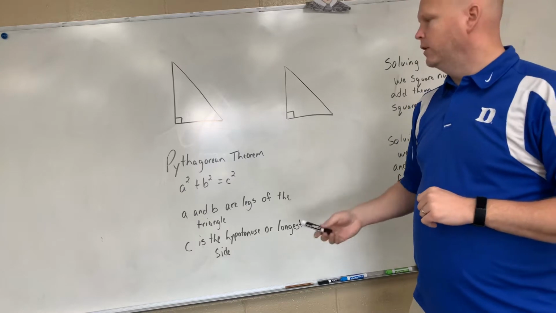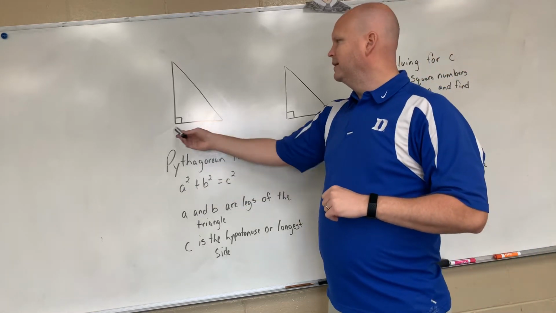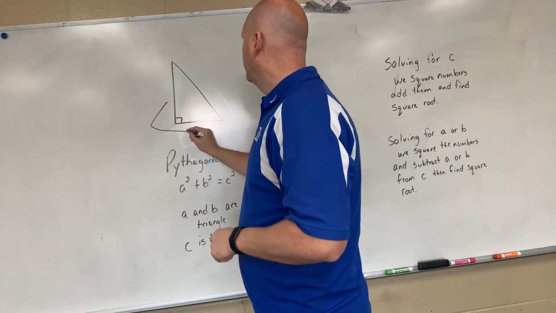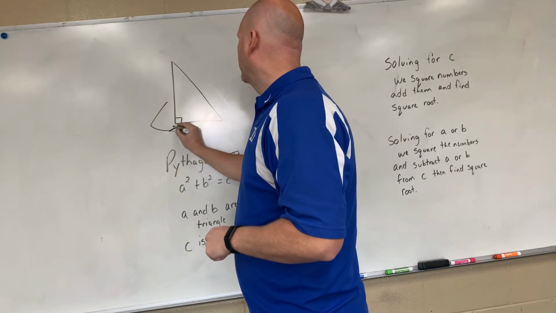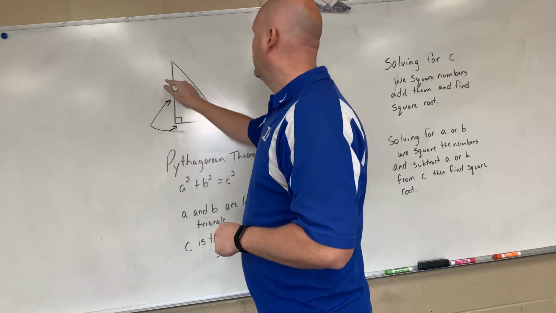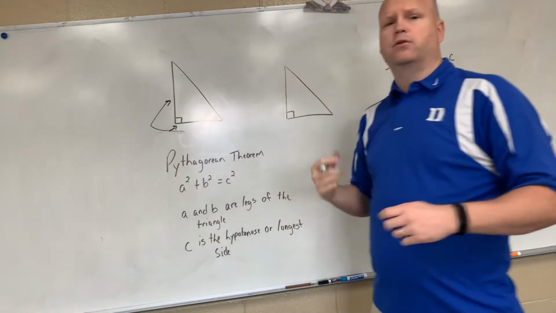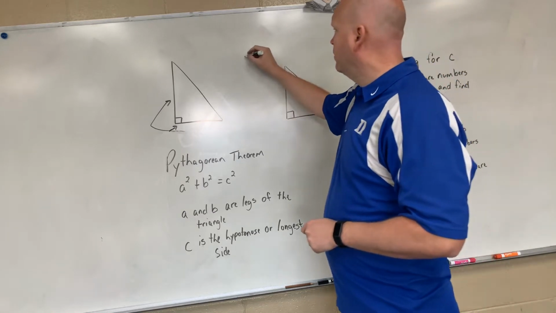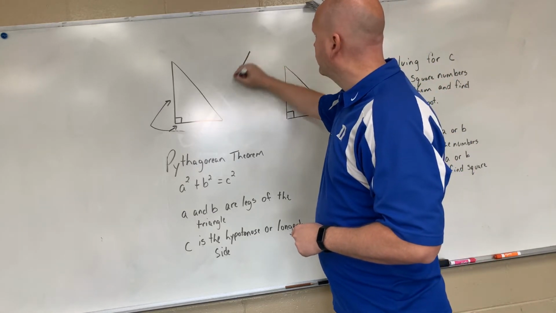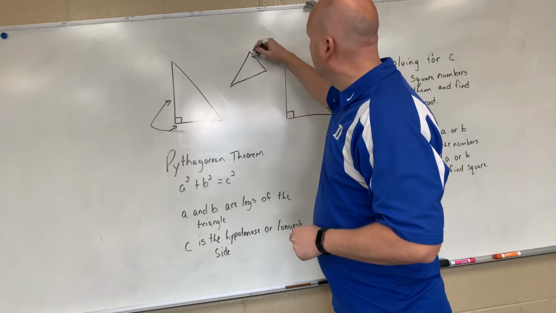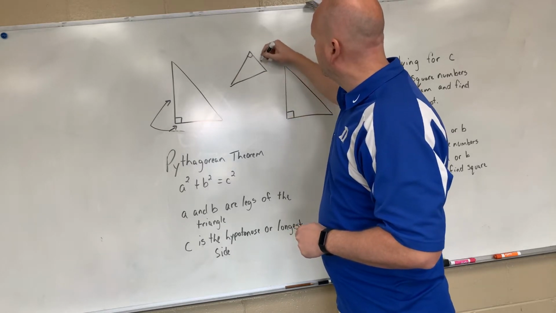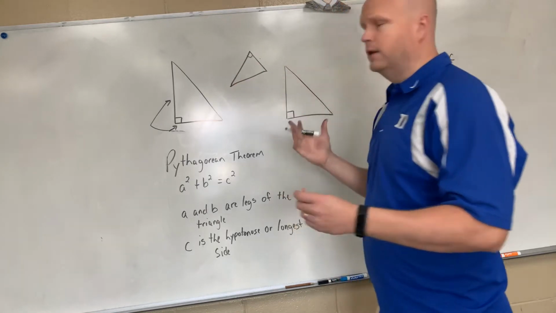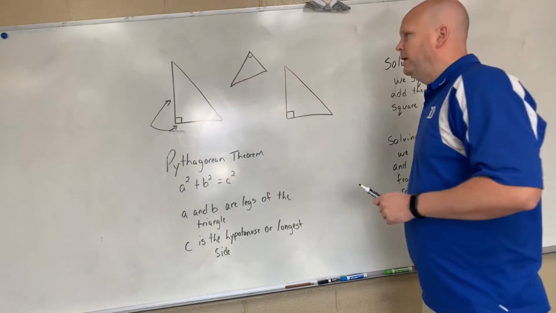Now what that means is a and b are the legs of the triangle. So this right here, these two portions are the legs. It doesn't matter which one's A, it doesn't matter which one's B, but these two sides are the legs, and it doesn't matter how you have the triangle set up. If the right angle is here, the legs are still the two shorter sides. And again, it doesn't matter which one's A and which one's B.